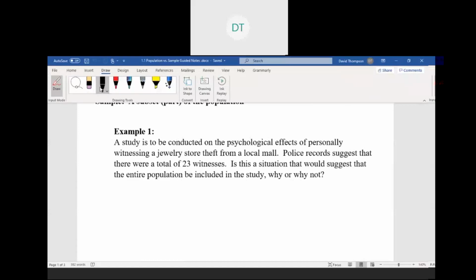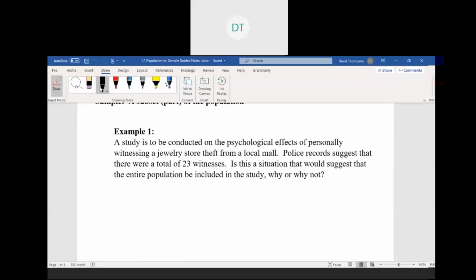Example 2. A study is to be conducted on the psychological effects of personally witnessing a jewelry store theft from a local mall. Police records suggest that there were a total of 23 witnesses. Is this a situation that would suggest that the entire population be included in the study? Why or why not?